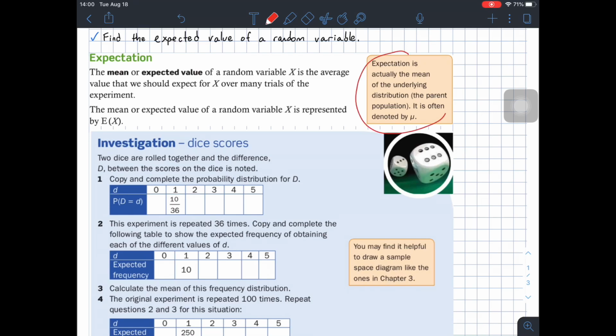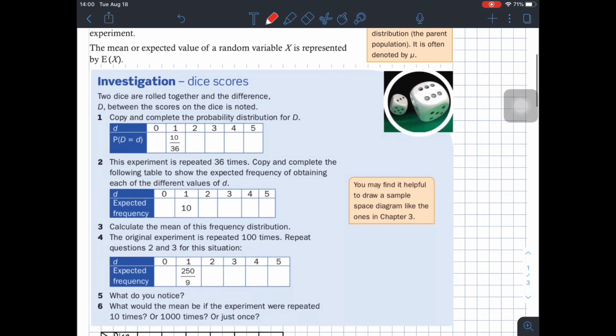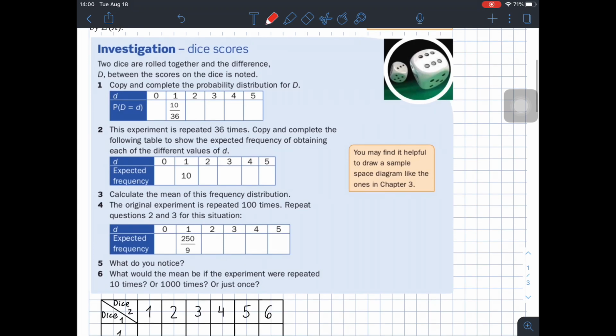So here it says, expectation is actually the mean of the underlying distribution, the parent population. It is often denoted by mu. This is a Greek letter that is read as mu. Okay, so let's do a short investigation to see what this is about. You'll see that it's a very simple concept.